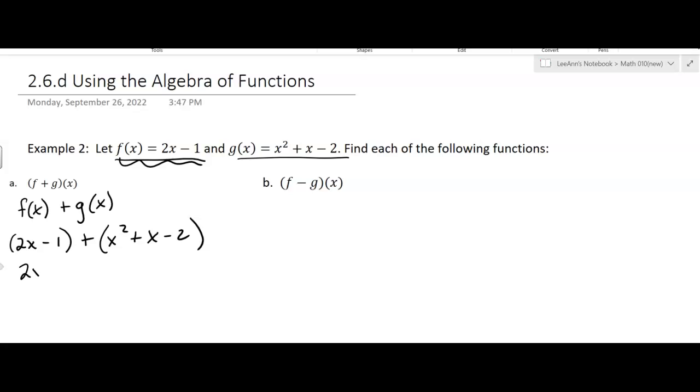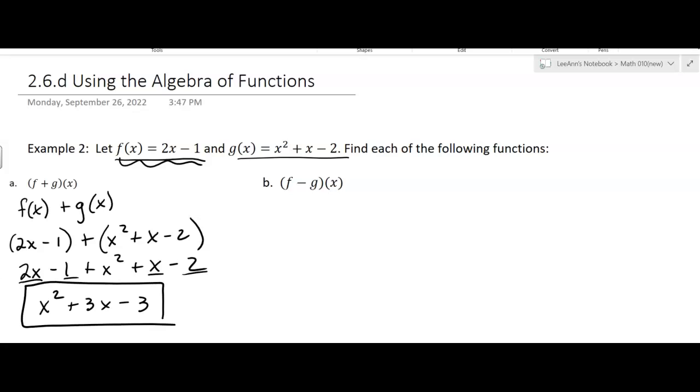We don't really need these parentheses. Then we can combine like terms and put it in standard form. So we'll put the x squared first. 2x and x is going to make 3x. And then a negative 1 minus 2 is going to be minus 3. And we're done with that one.